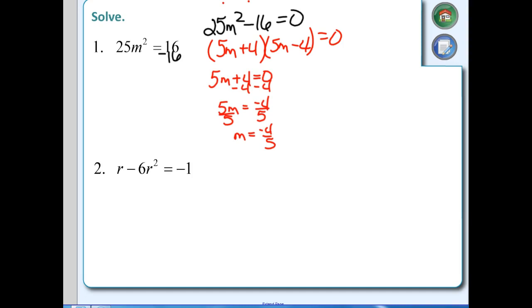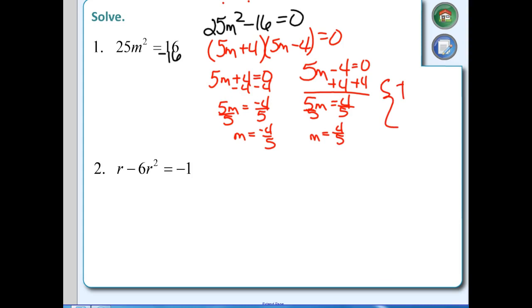And now I do the whole thing again to the second part. The second part is 5m minus 4 equals 0. And so we're going to add 4 to both sides, those inverse operations. So now 5m equals 4. And once again, we've got to divide by 5 to get m alone. So m equals 4/5. So there's my two answers. Now, in set builder, you could say plus or minus 4/5, or you could list them separately.